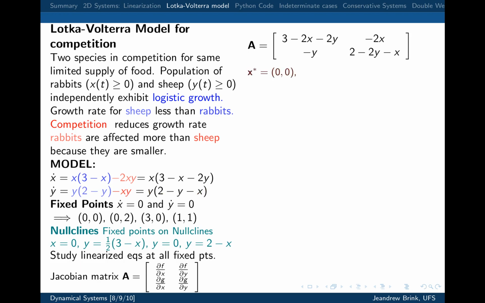And what we do next is at every single fixed point that we have, we now work out what the linearized system is going to be like. So at (0, 0), we evaluate A at (0, 0). And what we do then is we get this, so it's 3, 0, 0, 2. We then have to go work out the determinant and the trace, work out the eigenvalues, and then work out the eigenvectors for this case.